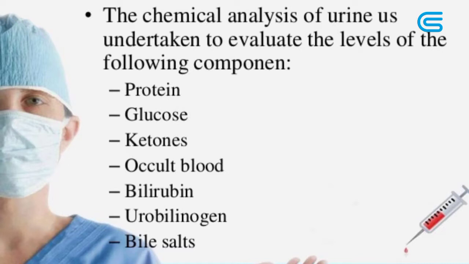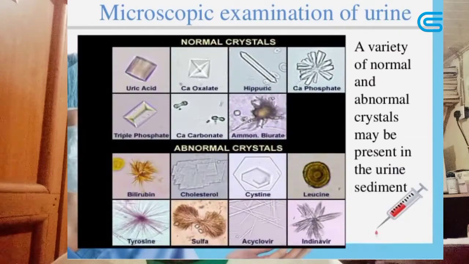Other than the physical and chemical examination of urine, we also have microscopic examination of urine. We use the microscope to observe the urine, whereby we check for WBCs, RBCs, epithelial cells, casts, bacteria, yeast, and parasites like TV, Trichomonas vaginalis, which can be present in urine, as well as crystals and artifacts. All these we observe in the microscope.